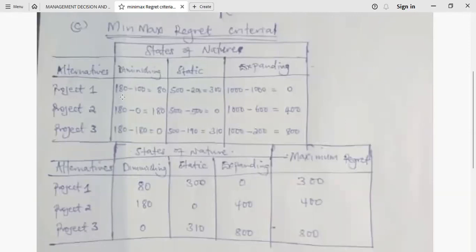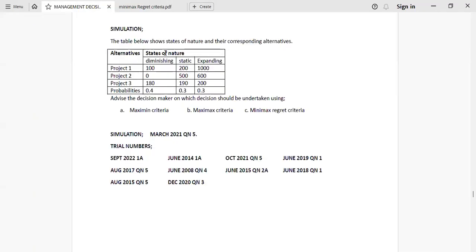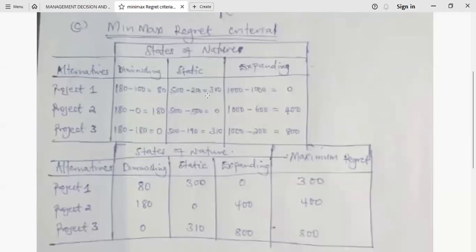If you try to look at this, 180 minus 100, we got 80. 180 minus 0, we got 180. 180 minus 180, we regret nothing because we earned the maximum. Then we go to static. Static, what is the highest? The highest is 500, but in project 1 we earned only 200. It means we are regretting the 300 we lost. So 500 minus 200, you remain with 300. And 500 minus 500, we are regretting nothing because we have earned the maximum. This one is 500 minus 190, and we remain with 310. That's what we are regretting.